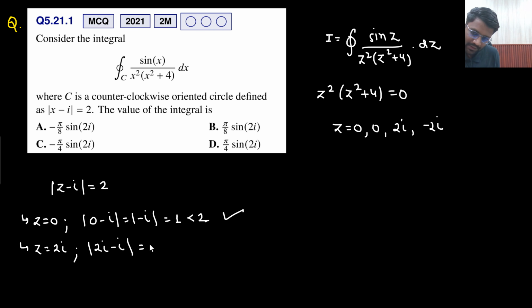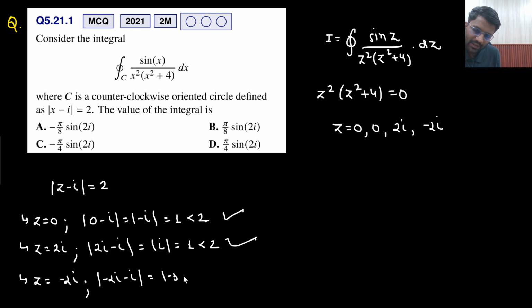So let's check at z equals 0. If I put z equals 0, then 0 minus iota, that would be equal to mod of minus iota, that would be equal to 1, which is less than 2. That means it is lying inside. What about z equals 2 iota? So sir, z equals 2 iota, 2 iota minus iota would be iota, that is 1, which is less than 2. So it is also lying inside. What about z equals minus 2 iota? If I put z equals minus 2 iota, here what I will get? Minus 2 iota minus iota, that will become minus 3 iota, which equals 3, which is greater than 2, so it is lying outside. So these guys are lying inside.